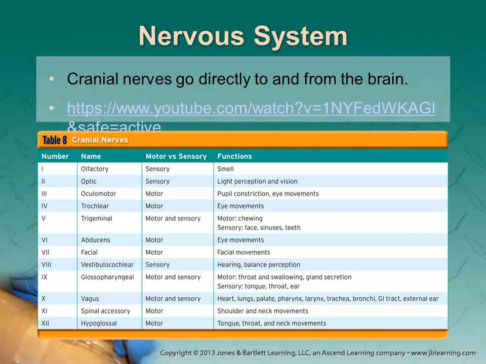Sensation, you'll check it that way. Also checking their pupils, talking to them can assess their nervous system. What are the cranial nerves? The 12 cranial nerves.